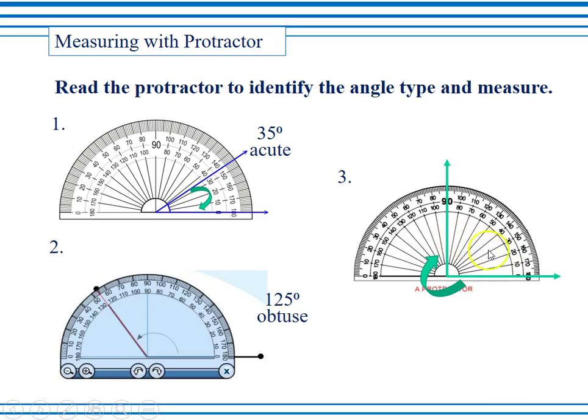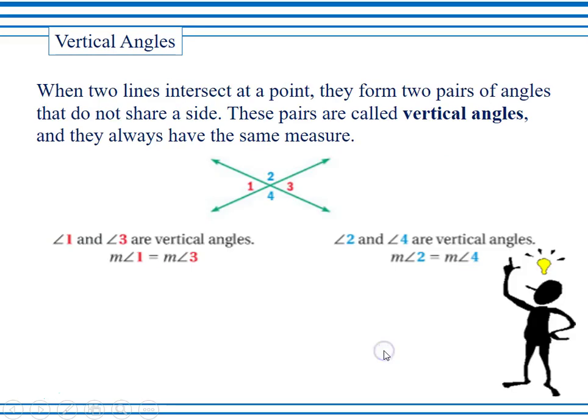And here, I'm measuring the reflex angle. So if this is a right angle measuring 90 degrees, and I'm measuring the reflex angle, I could do 360 minus the 90 to find the reflex angle, because all the way around again is 360 degrees. So that gives the reflex angle 270 degrees.